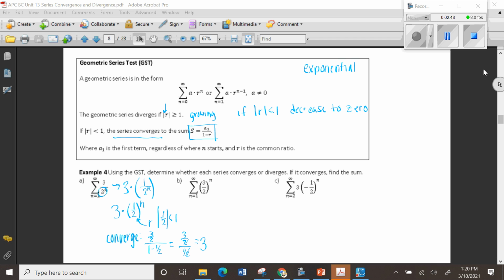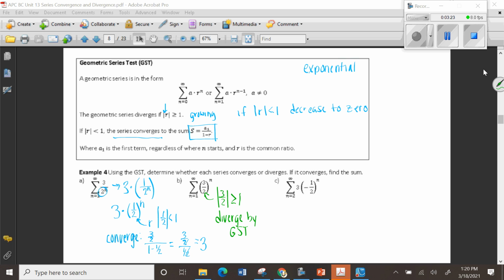All right, let's look at B. We actually did B in example 3. That common ratio, 3/2, is greater than or equal to 1. So this thing is growing, which means it's going to diverge. Sometimes you'll see where we say what test we used. We're going to do a lot of tests in this unit. There's 10 of them we're going to do. So you might want to write "by" whichever test you're using. GST, Geometric Series Test, is the one we're looking at right now.